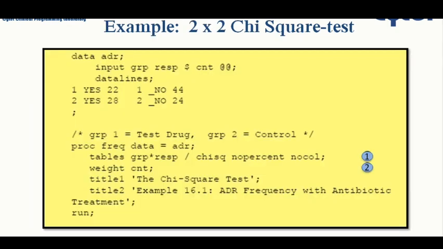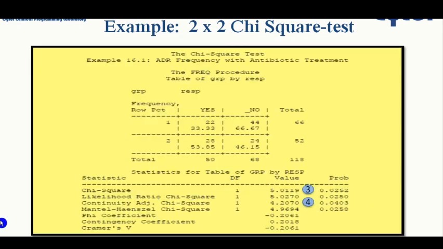You first enter the data, and then in proc freq only you have this chi-square option available in SAS, which gives you the output. So, here the chi-square with degrees of freedom 1 has a value of 5.0119, and with probability 0.0252. So, this is the p-value. This is the value of the test statistic.